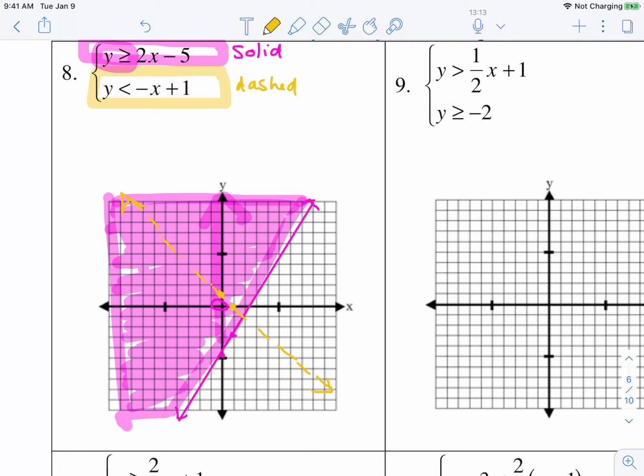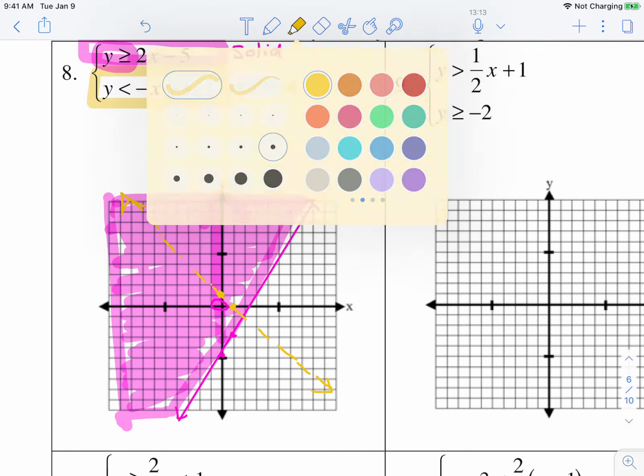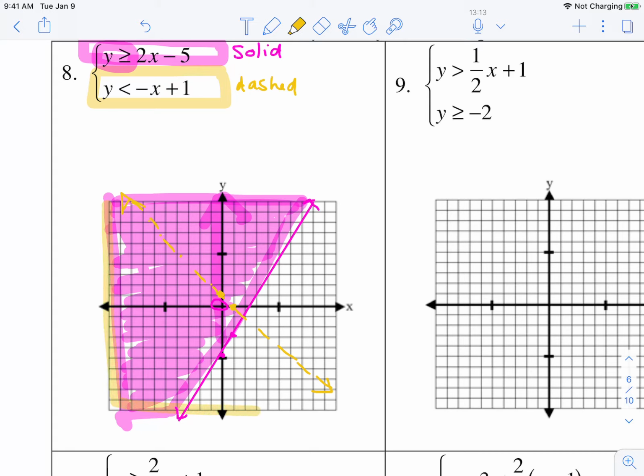And greater than would be this direction. Less than would be this direction. So I look, it's y is less than. So I'm going to shade everything below that line. So I'm going to do all of this in here.